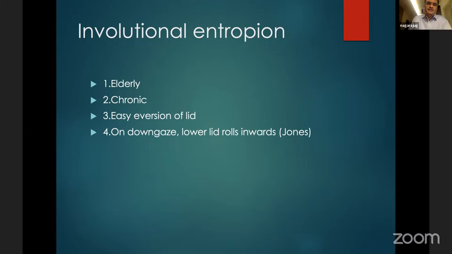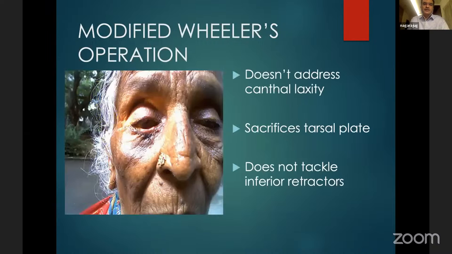And usually in such cases, you try to avert the lid. It is very, very easy because of the laxity of the tendons and the structures of the eyelid. And on down gaze, sometimes the lower eyelid will try to roll inwards. That was first noticed by Jones. As the patient looks down, sometimes the lower eyelid will roll inwards in a case of entropion.